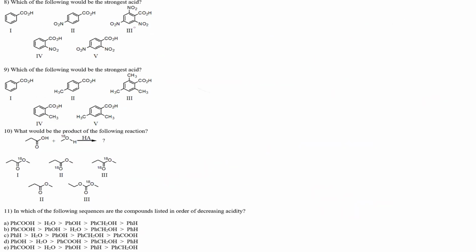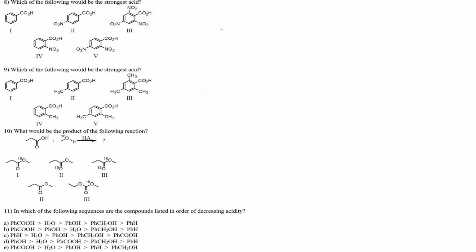Number 8. Which of the following would be the strongest acid? So you're probably being a little scared right now. It's okay, because really, whenever you're dealing with benzene rings with acids, you want the benzene ring to have a lot of electron withdrawing groups, okay? So you want them to have a lot of withdrawing groups.